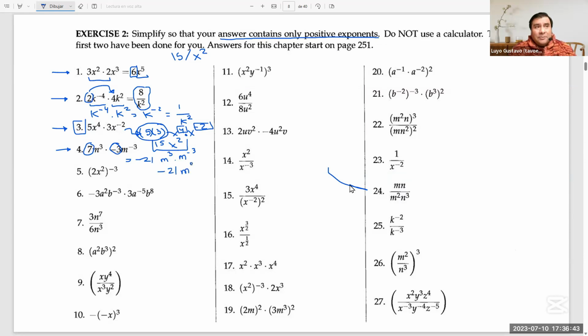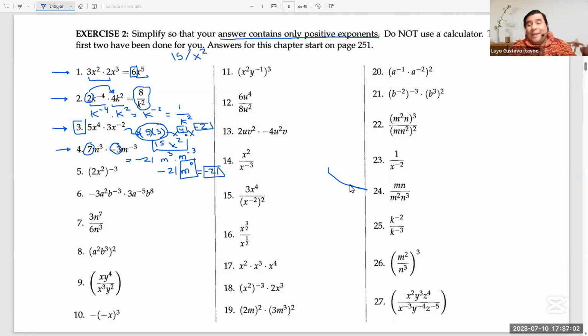-21 times m up to 0, but we said that any number up to 0 is 1, right? So -21 times 1, -21. So it's just a number here. Okay, but let me clarify something for you.